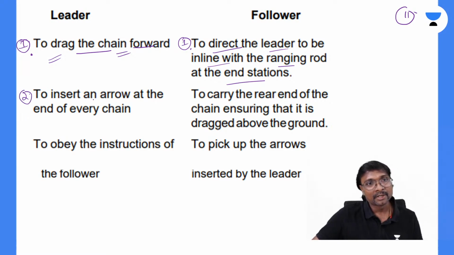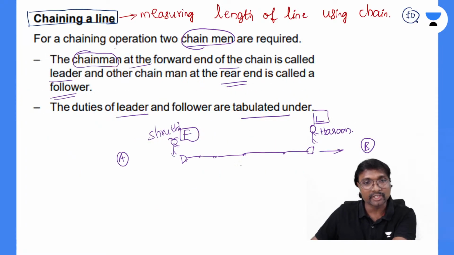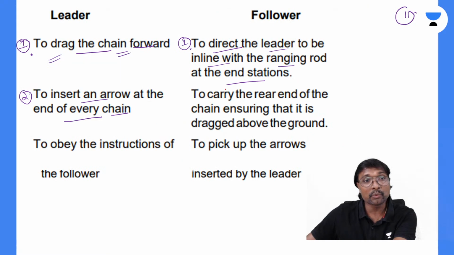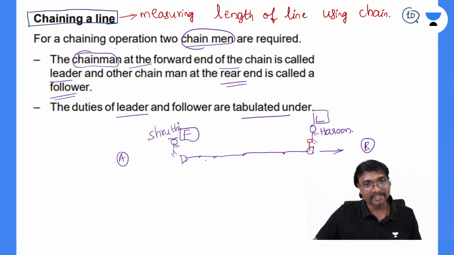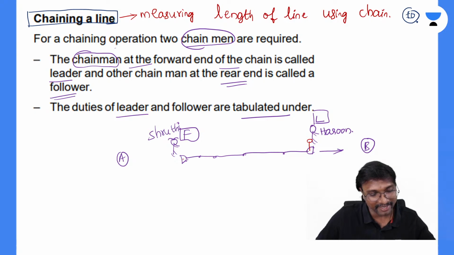The second duty of the leader is to insert an arrow at the end of every chain. Once the chain length is over, what will Harun do? Harun inserts one arrow here, and he pulls the chain in the forward direction. Then what will the follower do? To carry the rear end of the chain, ensuring that it is dragged above the ground. So the follower will be helping like that.